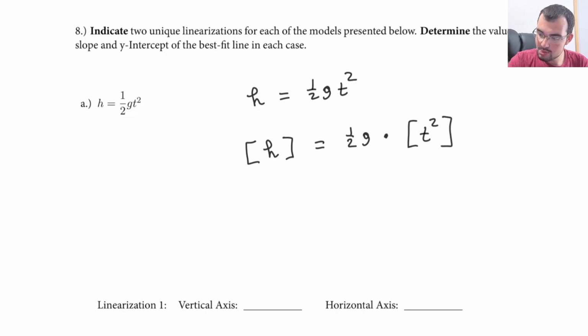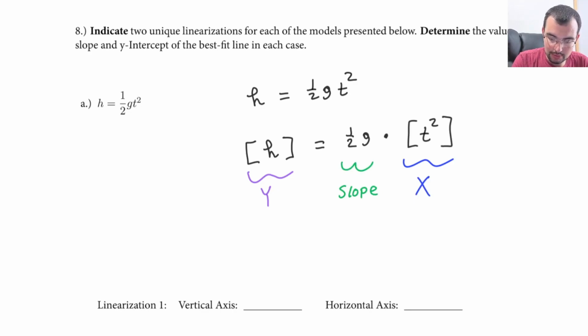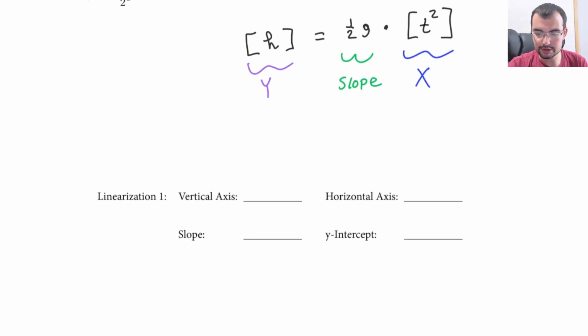And this is linear, because I can call h my y, I can call t squared my x, and then the number in front of the x would be my slope. So you are literally just putting all the nonlinearity in a box. So this is one possible approach. I'll show you some other ones. So I could graph h versus not t, but t squared. The whole object t is squared, meaning the slope would be 1/2 g, and there is no predicted y-intercept.